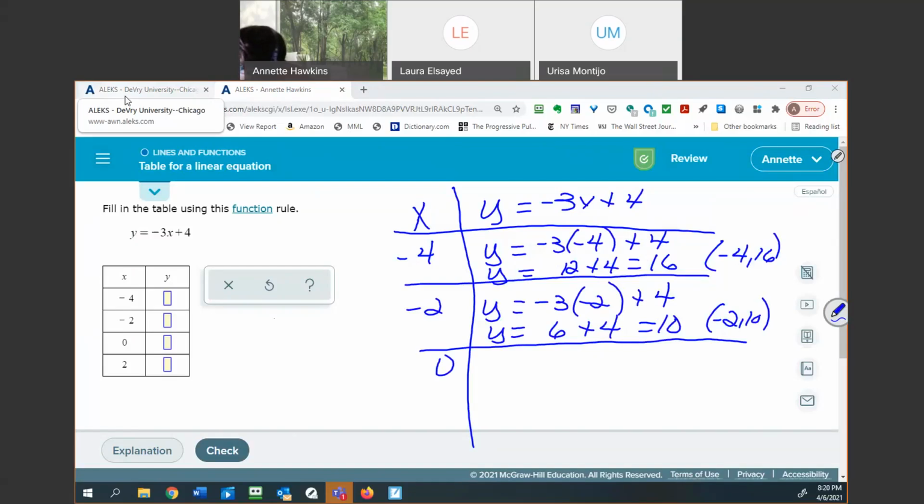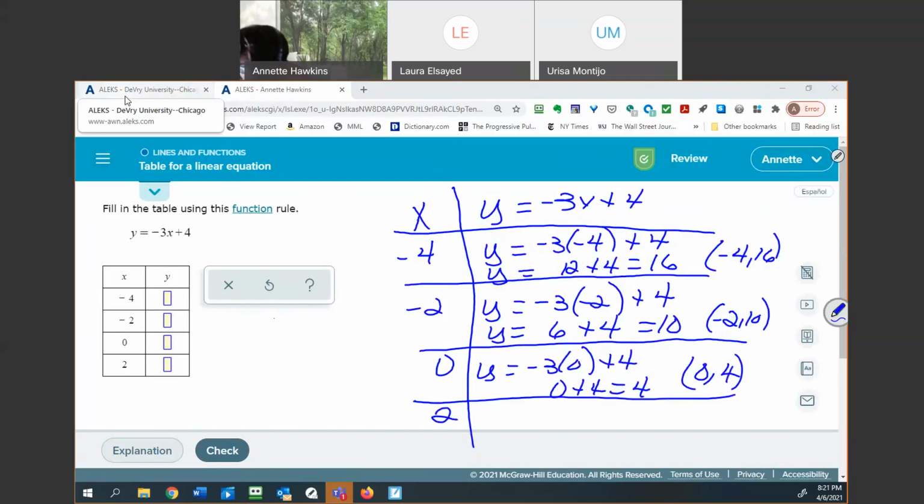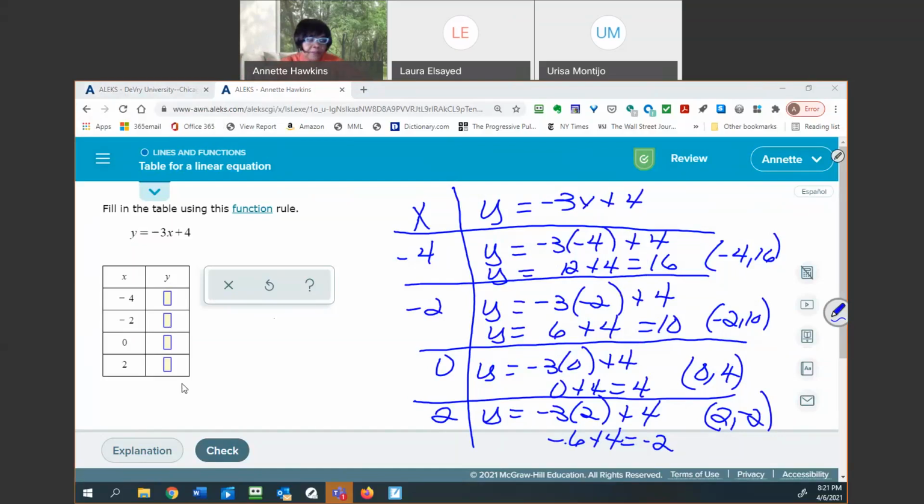X is 0. Y equals -3 times 0 plus 4. -3 times 0 is 0 plus 4 gives me 4. X comes first, 0. Y comes second, 4. X is 2. Y equals -3 times 2 plus 4. -3 times 2 is -6 plus 4. -6 plus 4 is -2. X comes first, 2, Y comes second, -2. So that would be the ordered pair, and you would just put the Y values in here.